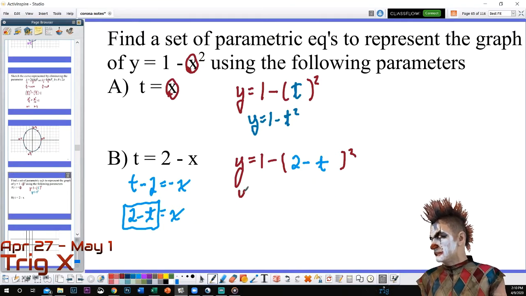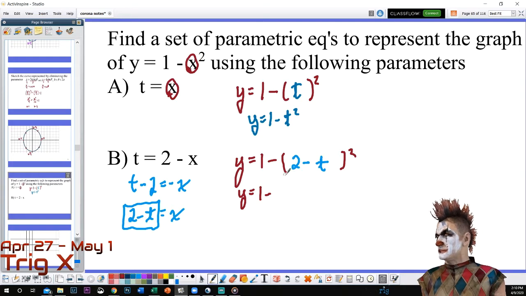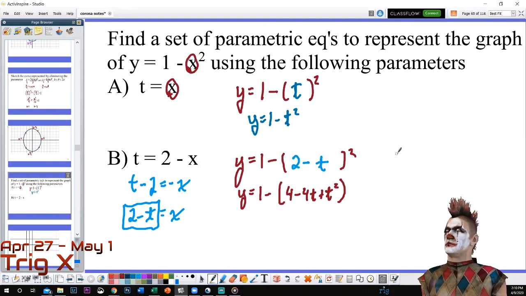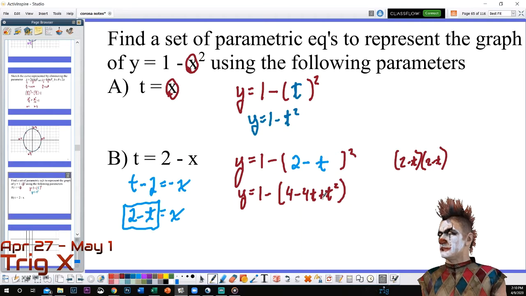Next I have to do some foiling, so this is going to stay in parentheses because notice it has the minus in front of it. So let's go ahead and do 4 minus 4t plus t squared. This was me foiling it out. If you stink at foiling, go ahead, write it twice, just like that, and then foil it out like that. Either way is good. You should still get the same answer.